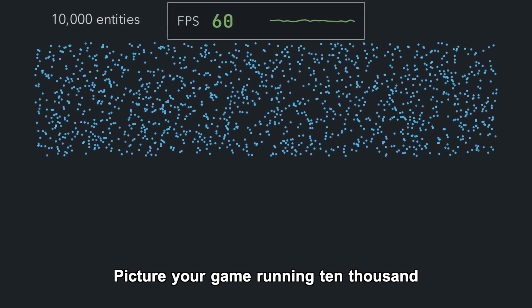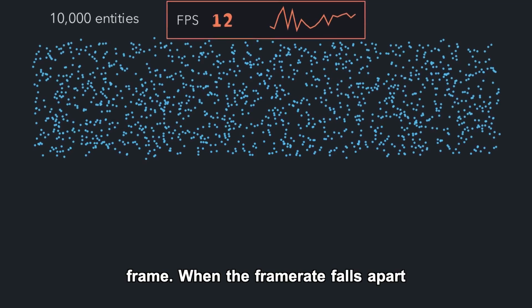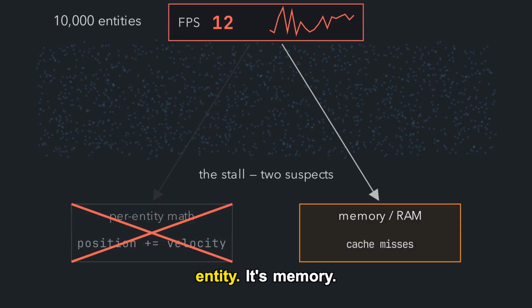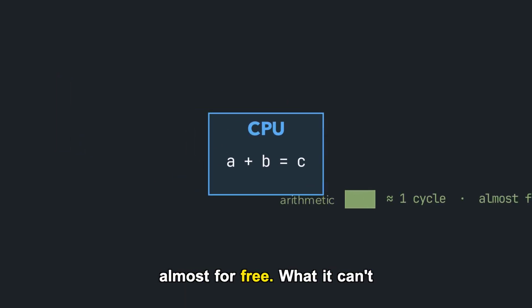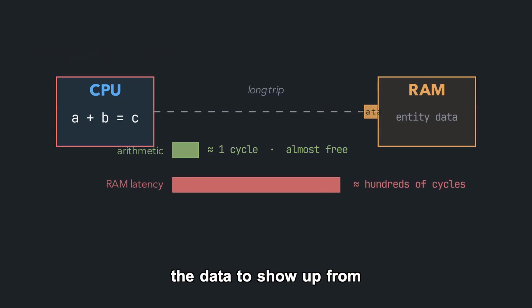Picture your game running 10,000 entities, all of them moving every frame. When the frame rate falls apart at that scale, the culprit usually isn't the math you're doing per entity, it's memory. The CPU can do the arithmetic almost for free. What it can't do for free is wait for the data to show up from RAM.